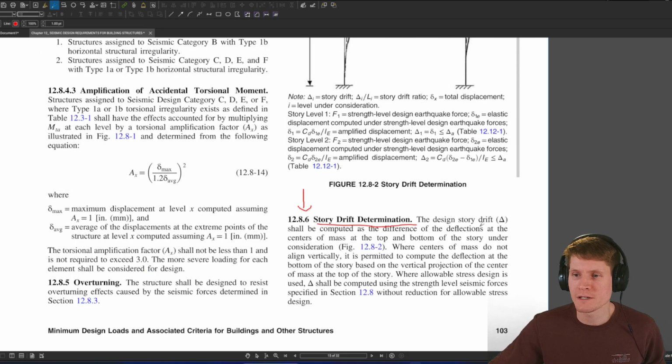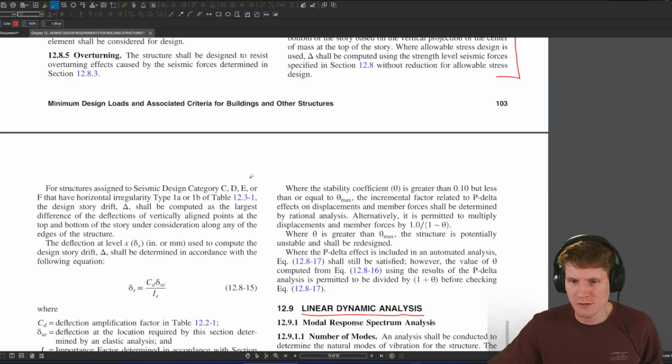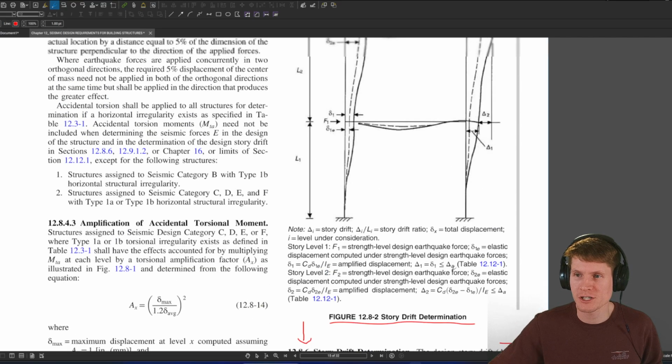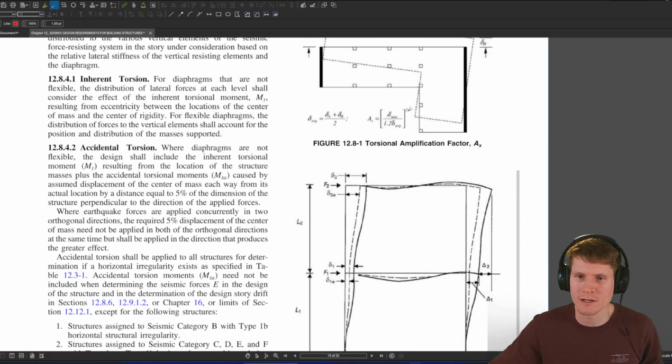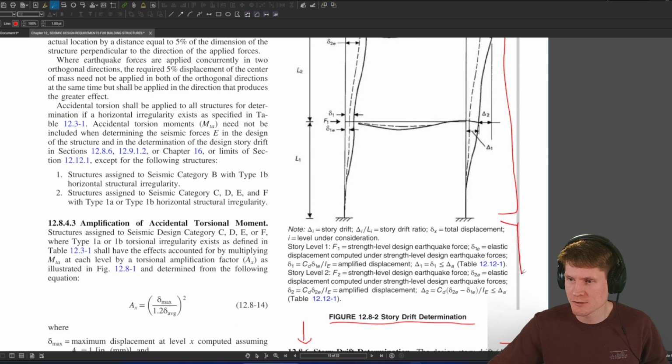Primarily in the professional field, you use the requirements in this section, as well as some that bleed into the next page, as well as this figure here. Figure 12.8-2, story drift determination, is a very powerful figure that has a lot of information contained within it. Up above talks about torsional amplification. Again, that is a different subject for a different problem. We want to stick to this right here, as well as the contents below it.